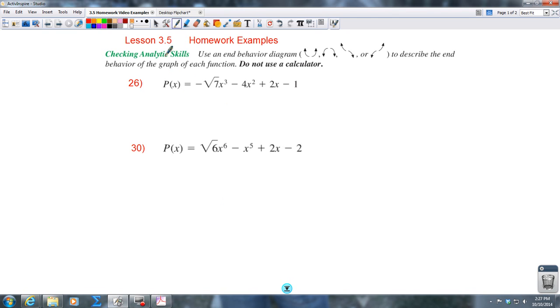Hi guys, we're going to do a few homework examples from lesson 3.5. The two problems I've picked out are number 26 and number 30 from the first section, which says use an end behavior diagram. You're either going to draw a figure of up, up, or down, down, or up to the left and down to the right, or down to the left and up to the right to describe the end behavior of a graph of each function. Do not use a calculator.